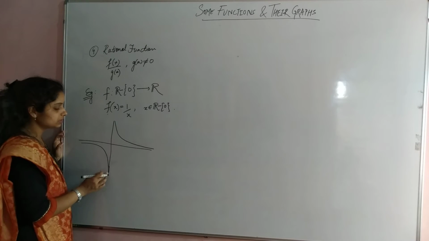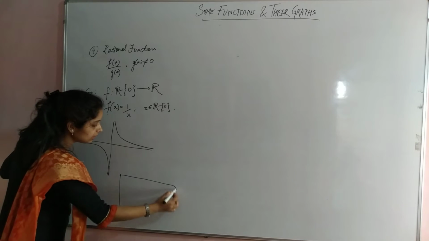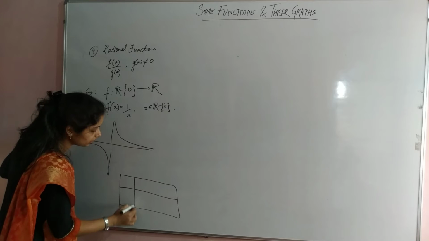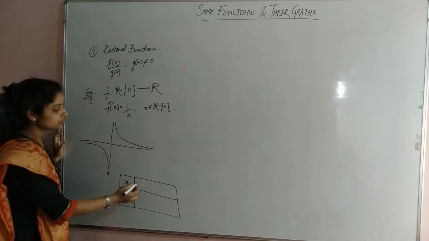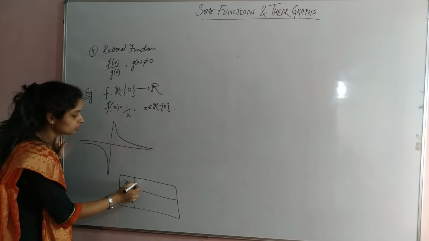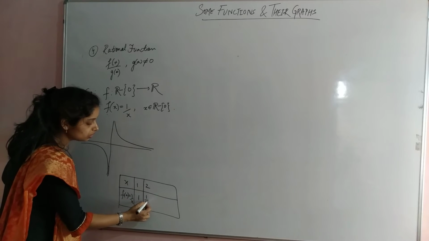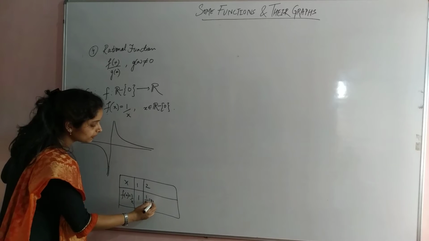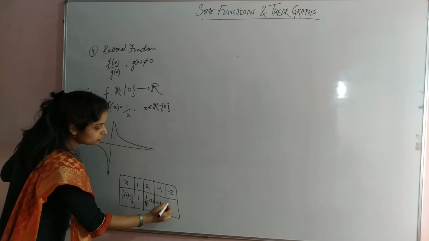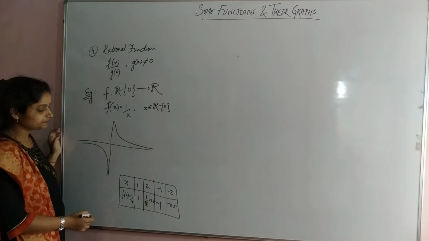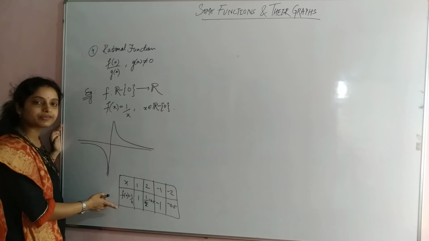We can also observe this graph by using a table. The table says that if we take values of x, we get the value of f(x) = 1/x. If we take x equal to 1, we get 1, and if we take 2, then it is 1/2, which equals 0.5. In this way, for minus 1 it is minus 1, and for minus 2 it is minus 0.5. Similarly, we can take values of x and get the value of f(x) accordingly.